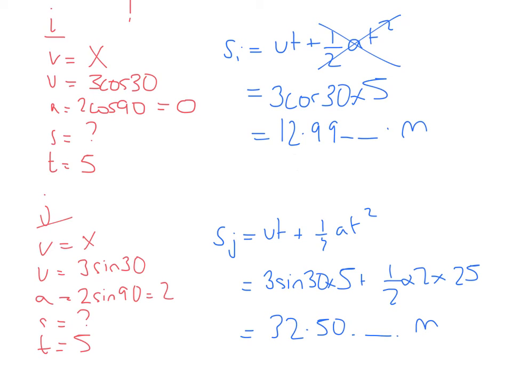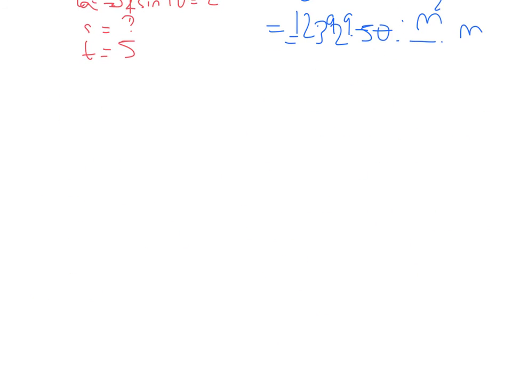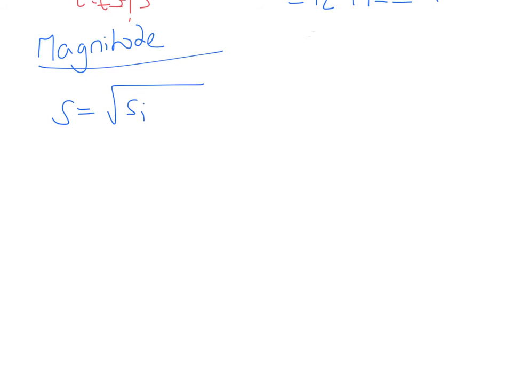But the question asks you to calculate the magnitude of the displacement and the direction, or in this case, because everything's been given as a bearing, you should give the direction as a bearing. So let's chuck those out of the way. It's a bit messy at the top of the screen, but anyway. Let's do the magnitude first of all. So we want to know s, we need to do the sum of the squares and then square root that.